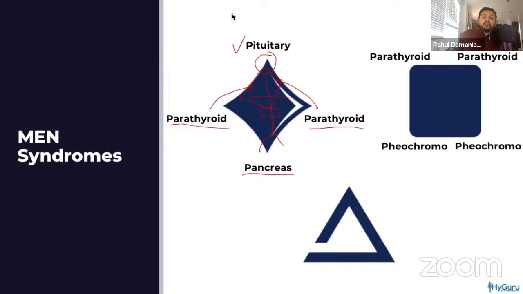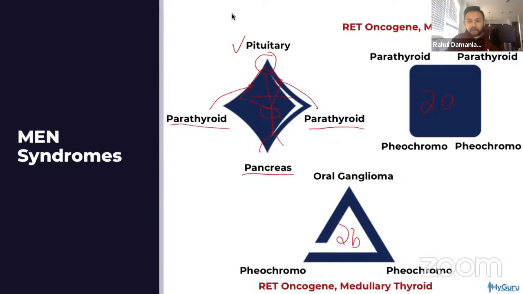When we talk about MEN2A, you're going to be thinking about parathyroid hyperplasia and bilateral pheochromocytomas that are going to have increased amounts of catecholamine. And then finally, MEN2B, you are going to have oral ganglioneuromas and bilateral pheochromocytomas. Now, MEN2A and 2B are both going to have the RET oncogene mutation association, which is a proto-oncogene, and they are both going to have relationships to medullary carcinoma of the thyroid, which is going to be a tumor related to the parafollicular C cells, and the parafollicular C cells secrete calcitonin.